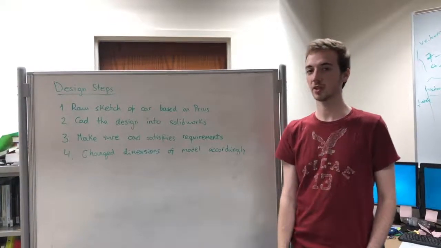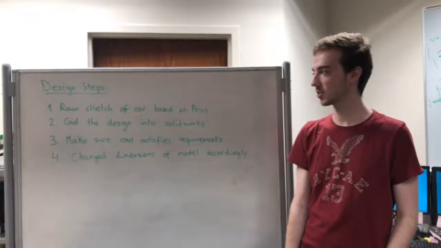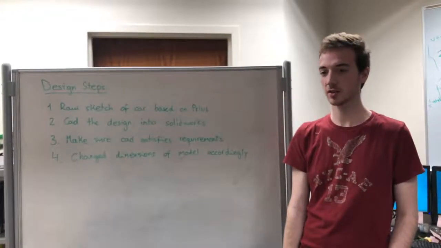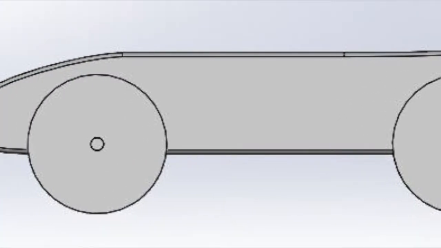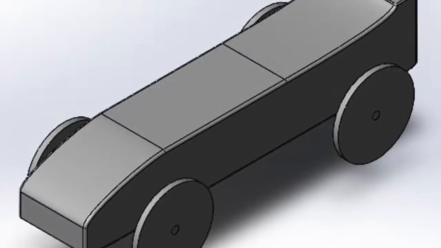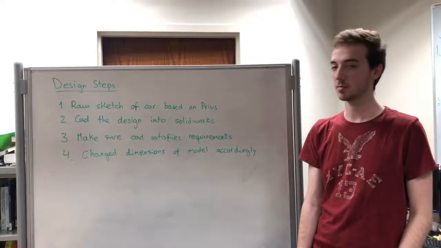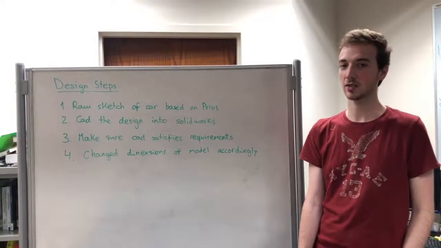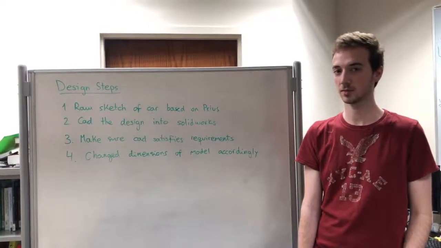So for the steps in how we did the design, first we did a raw sketch of the car based on the Prius. Then we transferred that sketch into SolidWorks. We made sure that the CAD in SolidWorks met the requirements that we specified in step 2. And then we changed any dimensions that needed to be changed to satisfy those requirements after we imported that into SolidWorks.